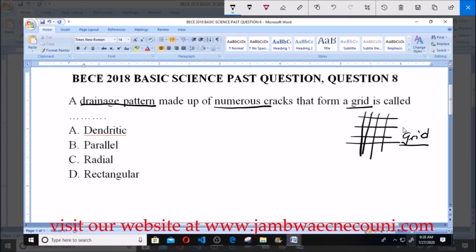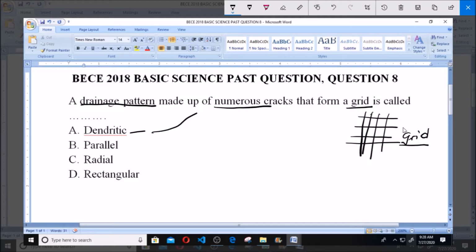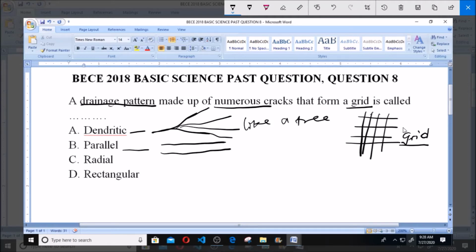Now A here says dendritic. A dendritic drainage pattern is a form of drainage that resembles a tree or branches of a tree, like this. This pattern is like the branches of a tree, the dendritic system. While the parallel here is just like river basins, from the word parallel, they never meet. So because of this, it doesn't form a grid.